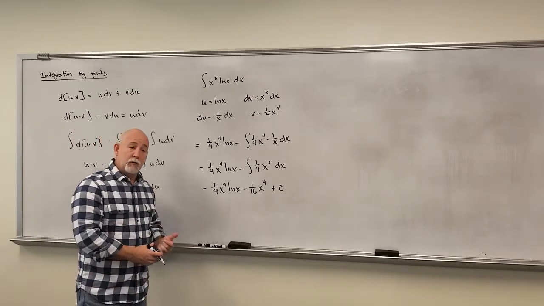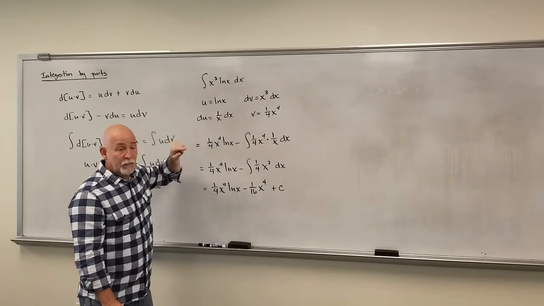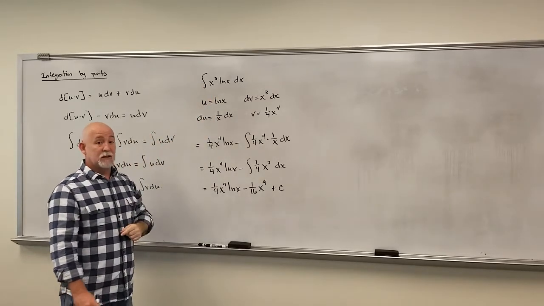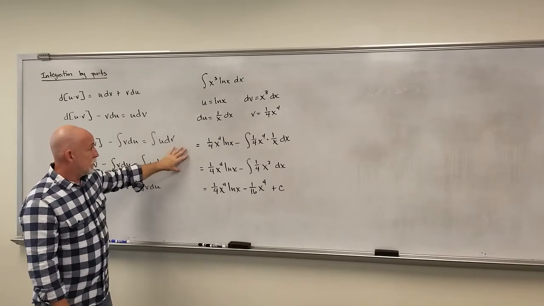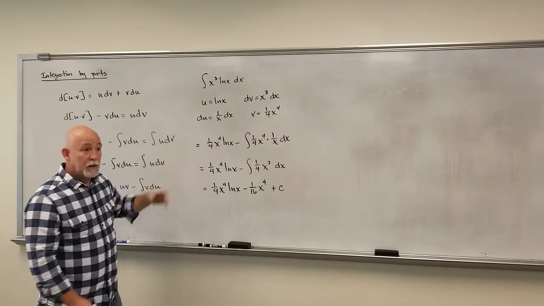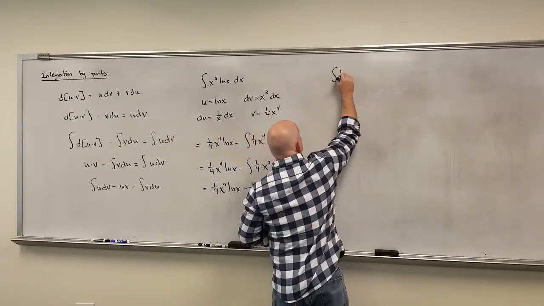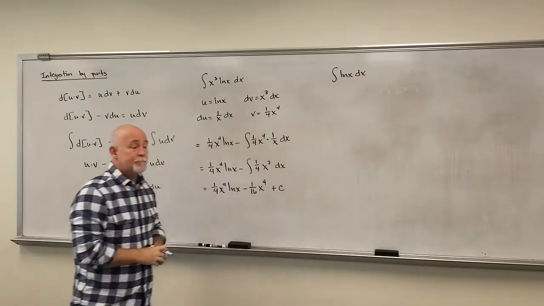So kind of clue here is, yeah, most of the time our u is going to be the polynomial. However, if you see logarithms around, there's a good chance that's going to be your u. Now we did run into a problem in this example that we can actually solve now. Here's something that we don't know how to do yet. What is the integral of just the natural log of x?